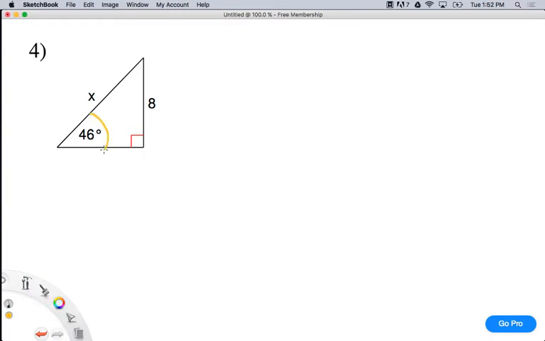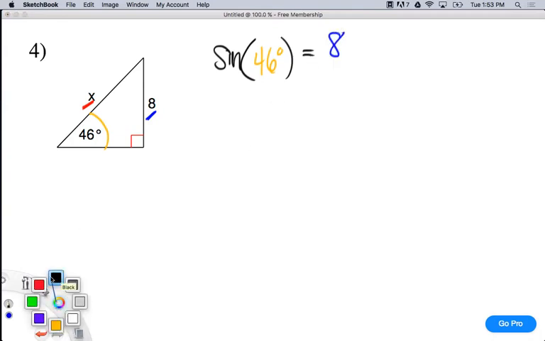Here's my angle. Here is my opposite side. And here is my hypotenuse. So I recognize that the angle is 46 degrees. So here's sine of 46 degrees equals the opposite, which is 8, over the hypotenuse, which is x.